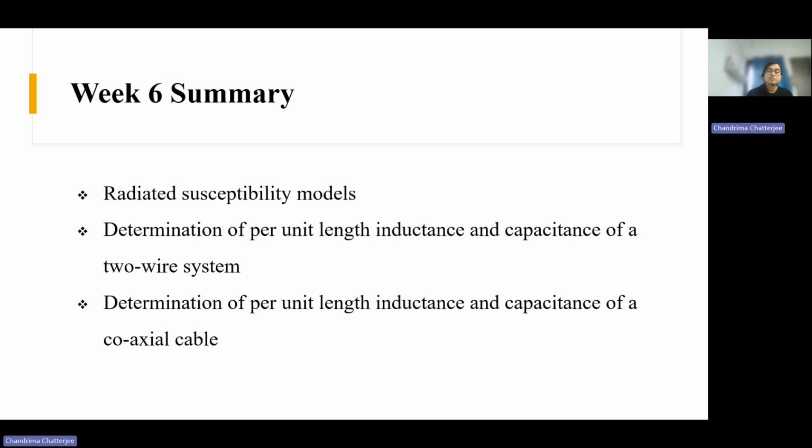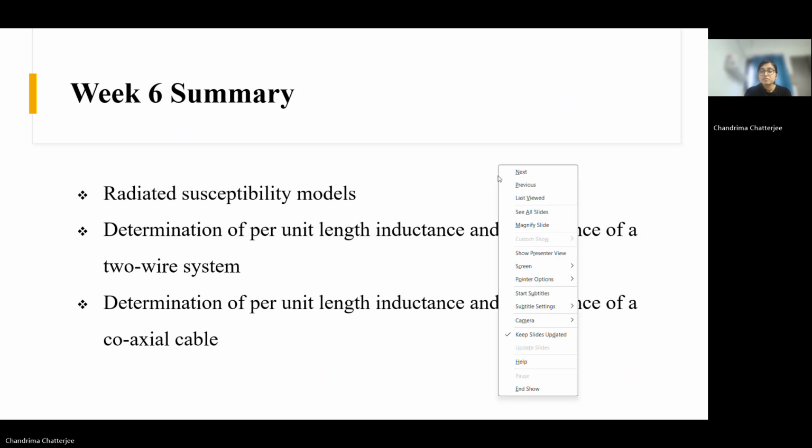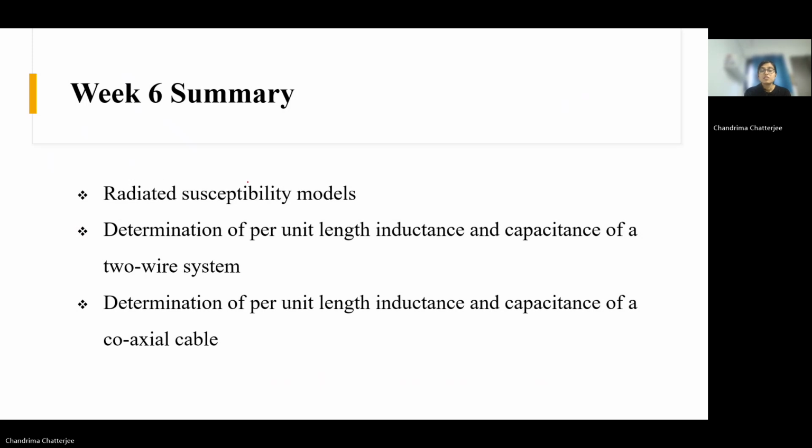Today's topic is radiated susceptibility models. There are various models. The main topic of discussion would be the per unit parameters, per unit inductance and per unit capacitance of a two-wire system.